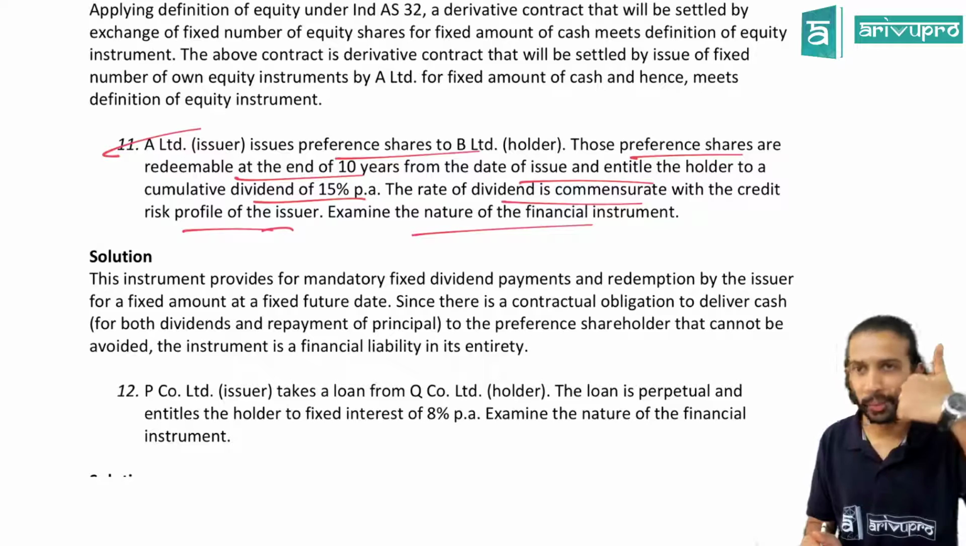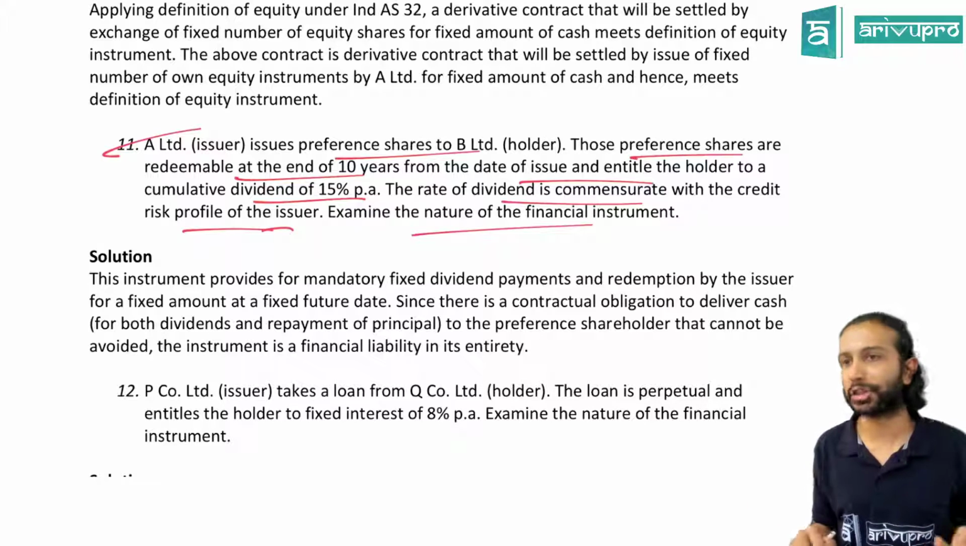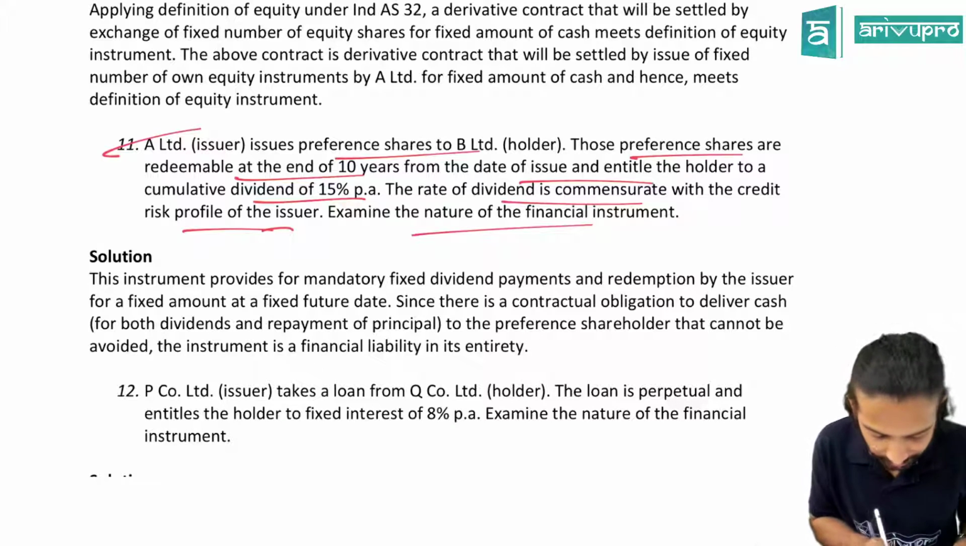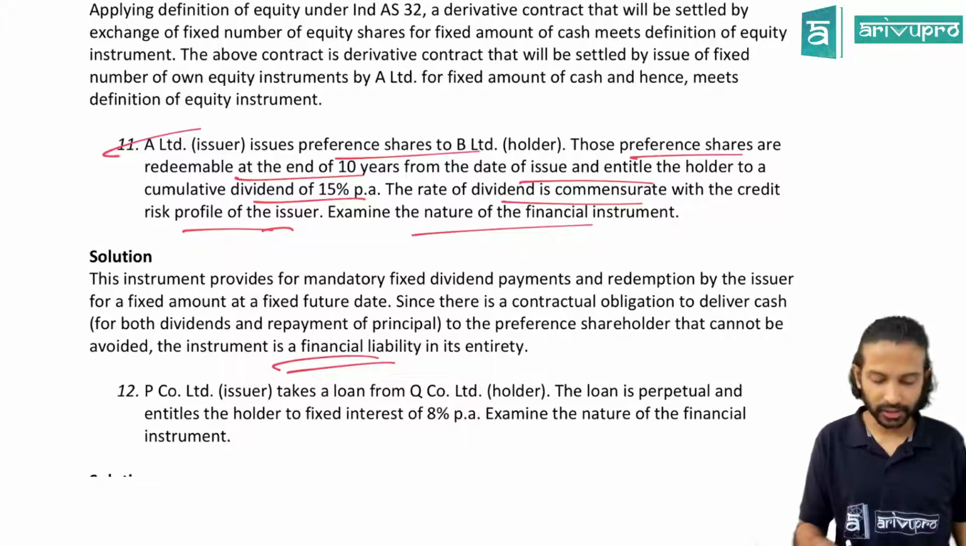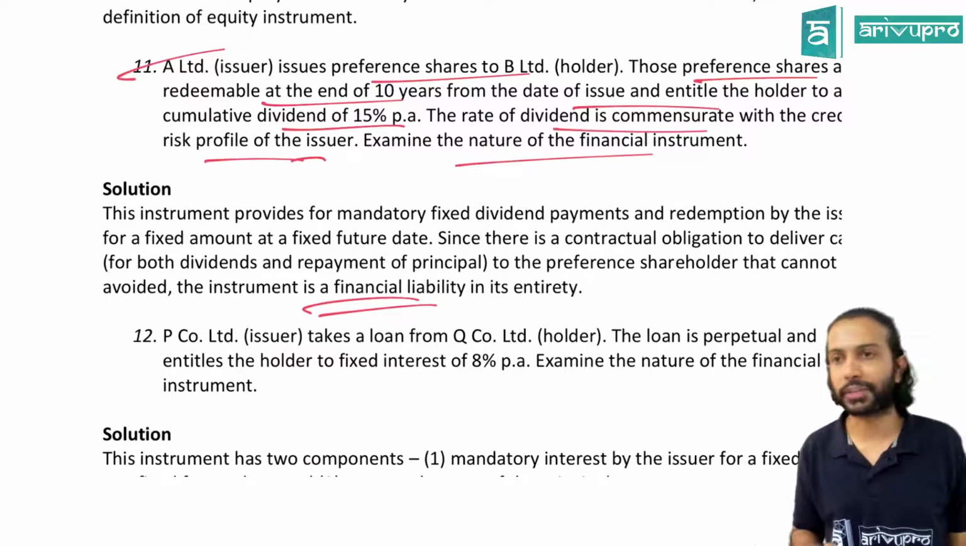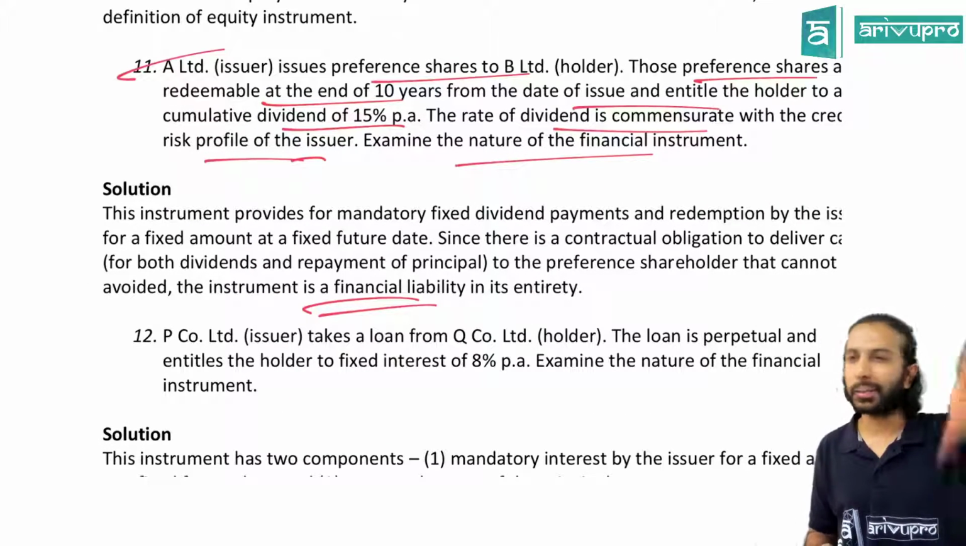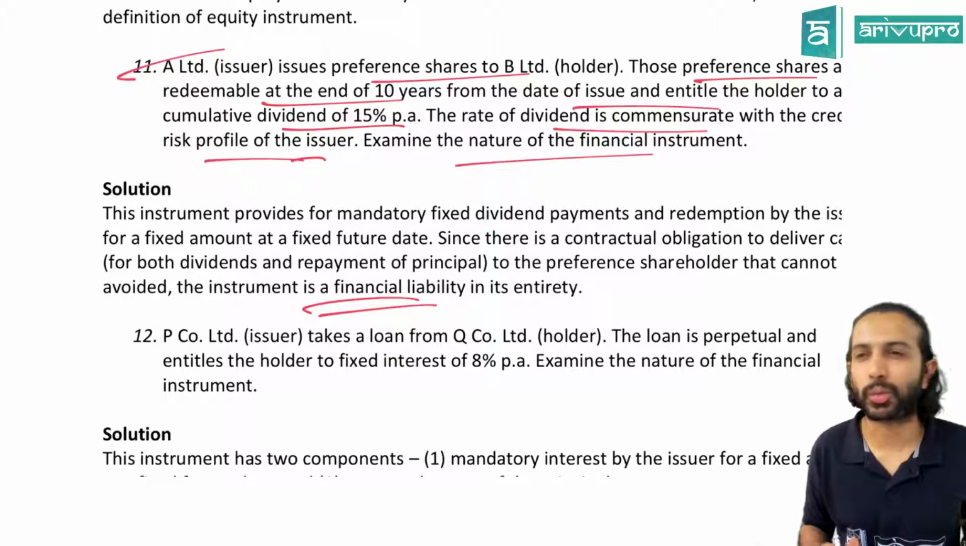Examine the nature of financial instrument. We have an obligation to pay cash. Once you have the obligation to pay cash, obviously it is a financial liability. Yes or no? Check the last line. How will you write if they ask for 2-3 marks? Financial liability, a few features you write in an answer.